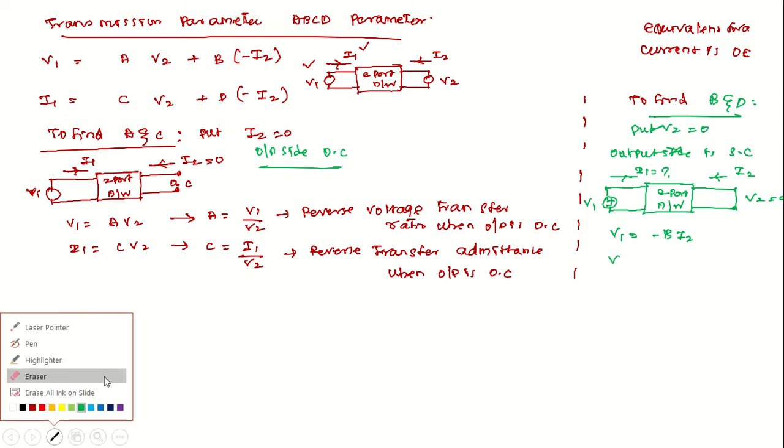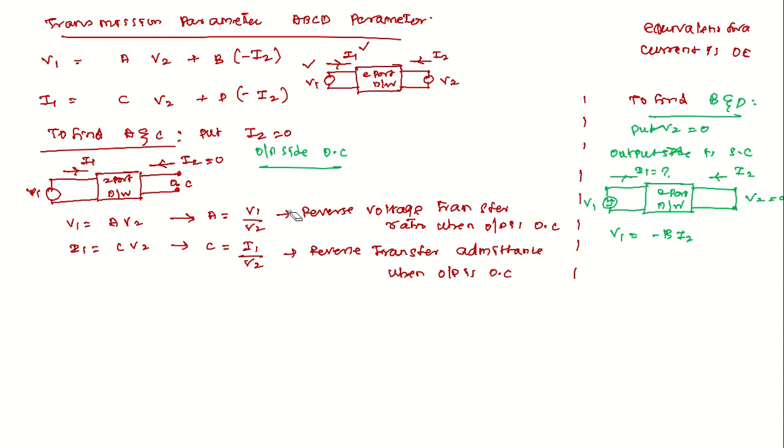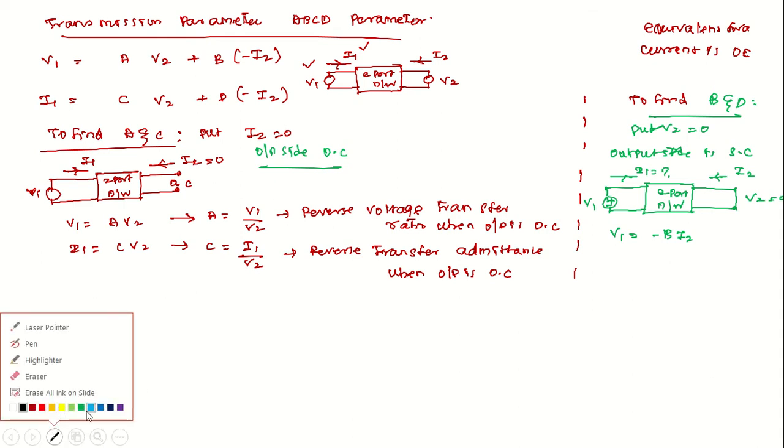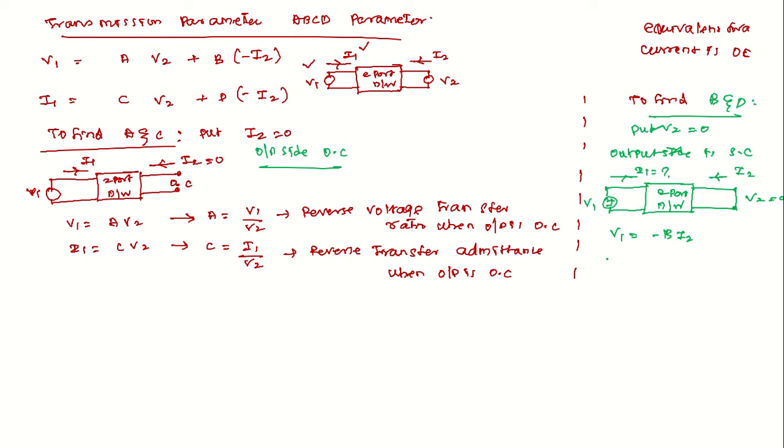I1 is equal to minus D into I2. So B is equal to minus V1 by I2, and D is equal to minus I1 by I2.